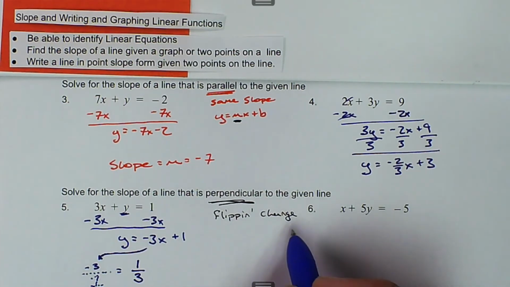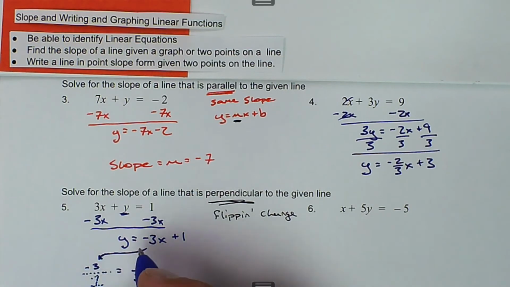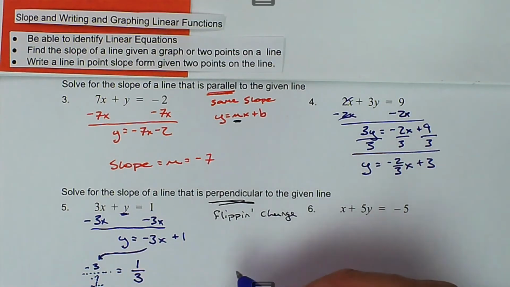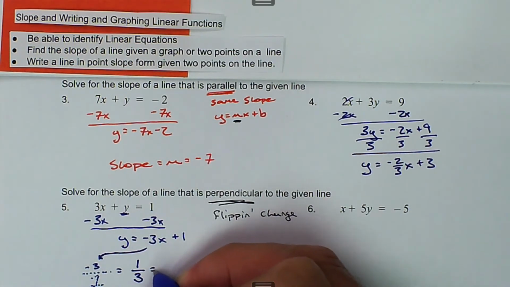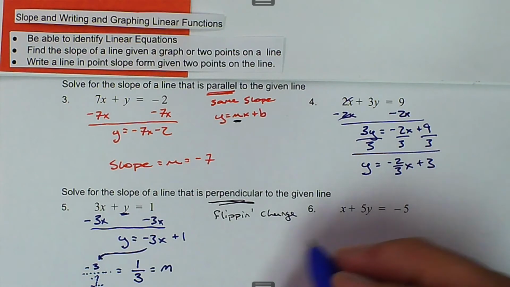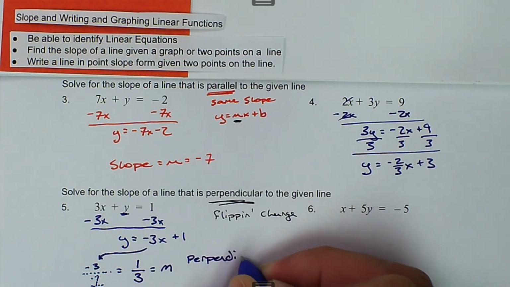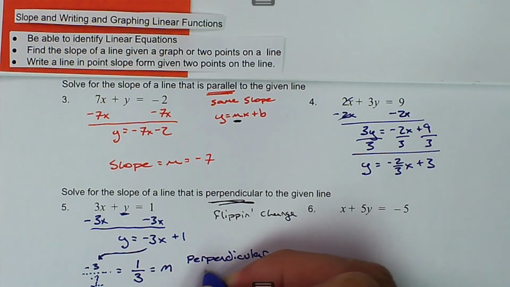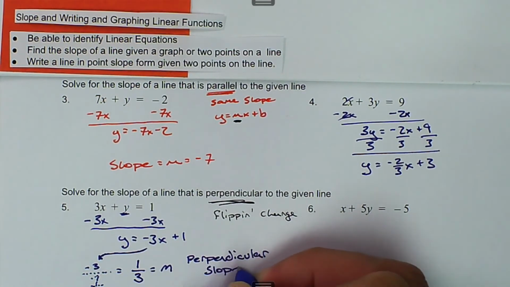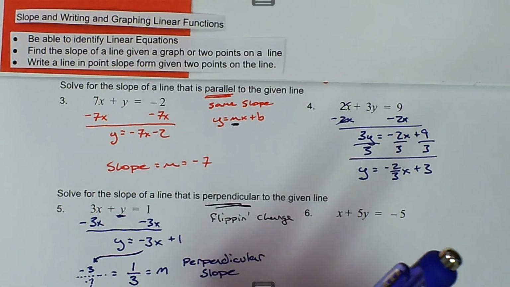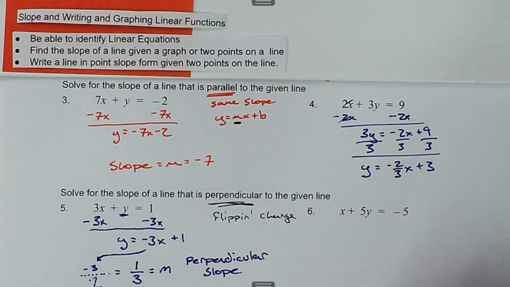And then to change, that means we need to go from a negative to a positive. So I'm not going to put the positive, because if there's not one there, then that means that it is positive. And that means that is the perpendicular slope. And whenever we say perpendicular, we mean flip and change.